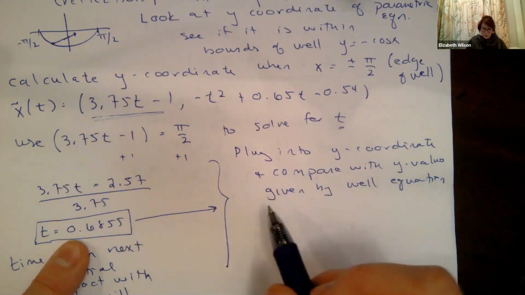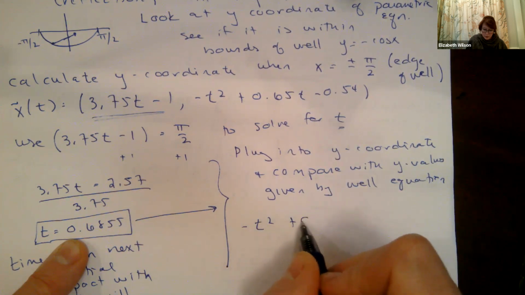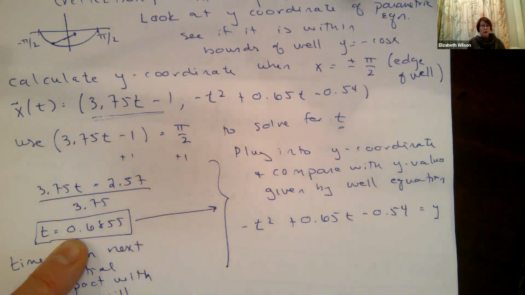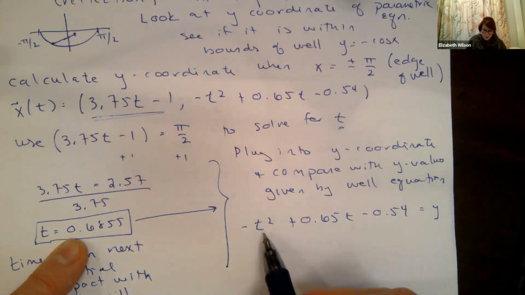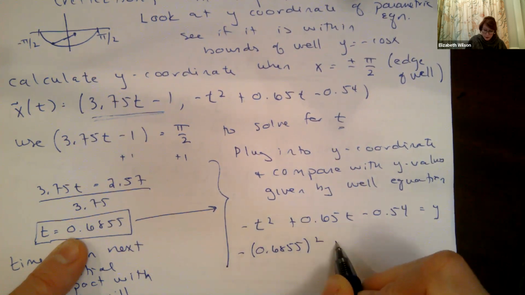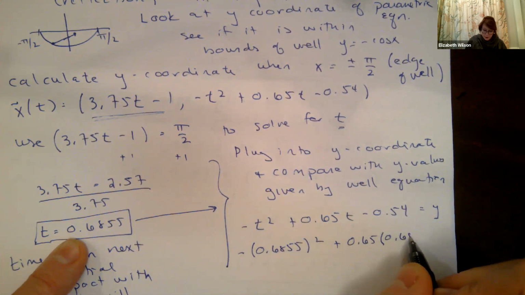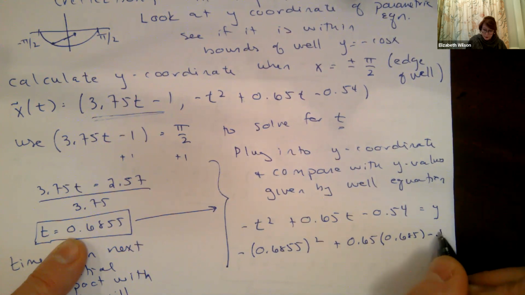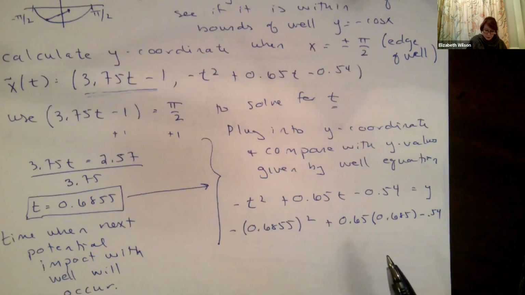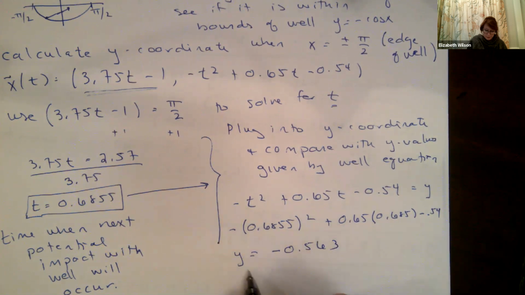Okay, so let's plug this in. So I've got t equals 0.6855. I'm going to plug it into here. So minus t squared plus 0.65 t minus 0.54. This is equal to y, my y coordinate of my position, right? So minus 0.6855 squared plus 0.65 times 0.6855 minus 0.54. Okay, I just plugged it into my t here. And what I get is y is equal to minus 0.563.